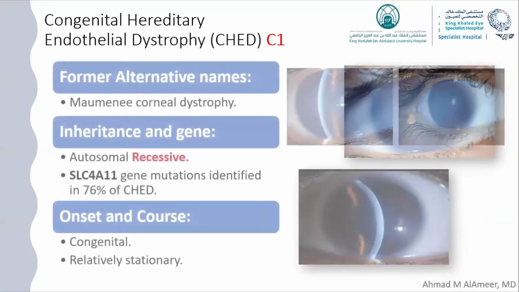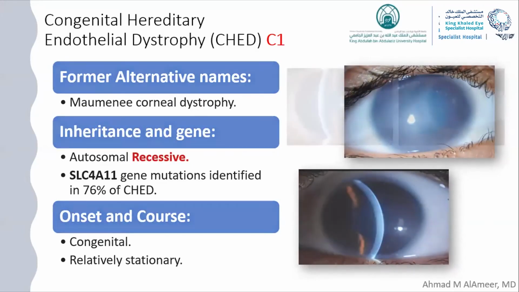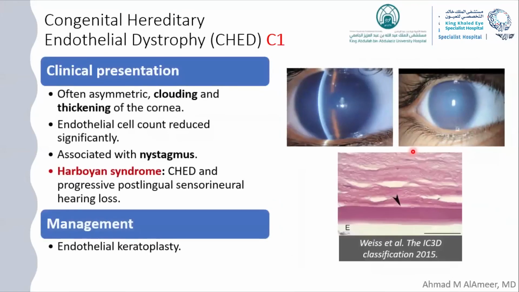It's relatively stationary and it's congenital. So it's often asymmetric clouding and thickening of the cornea, and patients present with nystagmus. If CHED is associated with hearing loss, we call it Harboyan syndrome. In light microscopy, you can see a thickened Descemet membrane with no visible endothelial cells. And the management is endothelial keratoplasty.